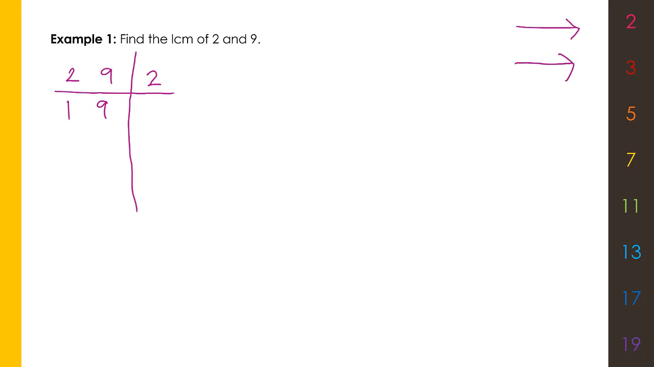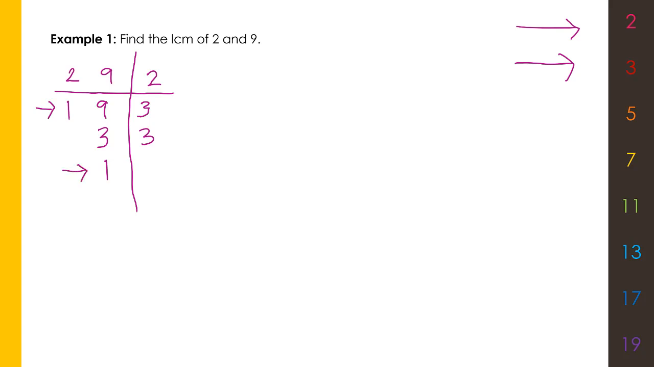Since 9 is divisible over 3, we're going to divide 9 over 3. That gives us 3. Then we continue with dividing over 3. 3 over 3 gives us 1. We are going to finish factorization when we have only number ones on this side.